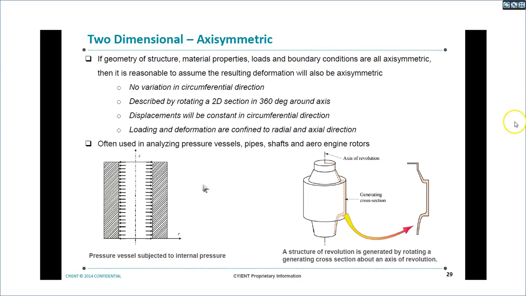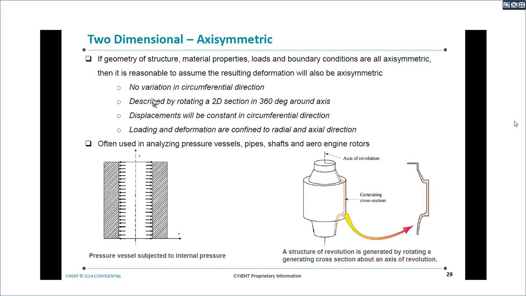This is one of the important assumptions in our stress analysis. In general we'll have a lot of axisymmetric problems where we need to simplify into a 2D problem as an axisymmetric problem. For example, if you take this rotating component, this is purely axisymmetric. If you take a cross section here and revolve it about the axis, it will come as a cylindrical component.